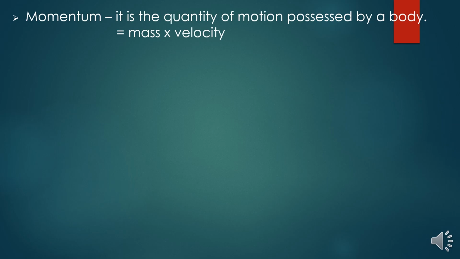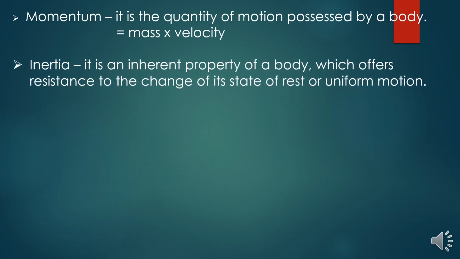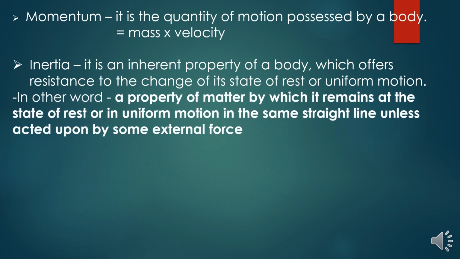Keep watching. Inertia. It is an inherent property of a body which offers resistance to the change of its state of rest or uniform motion. In other words, a property of matter by which it remains in the state of rest or in uniform motion in the same straight line, unless acted upon by an external force.